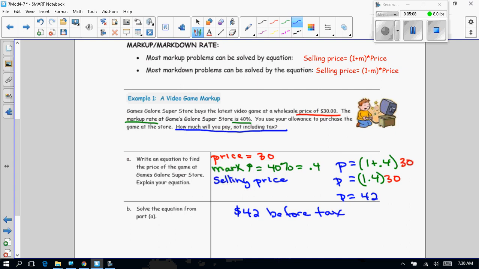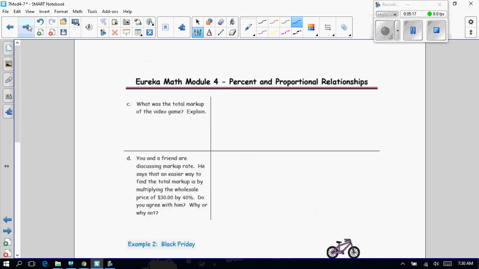Okay, $42 on that price tag, and then they're going to add the tax onto it. We'll deal with the tax here in a little bit. By the way, continuing with this problem though, what's the total markup of the video game? In other words, how much money did this store actually make off of you?